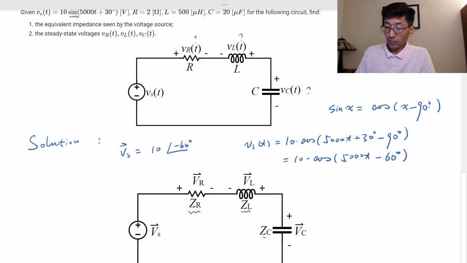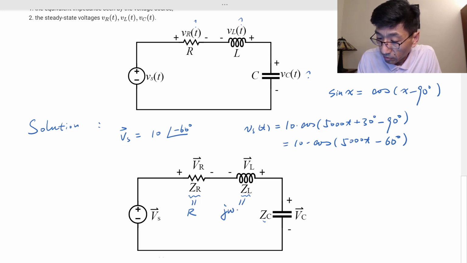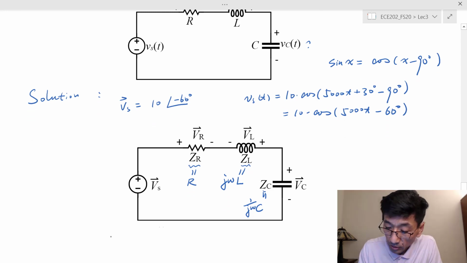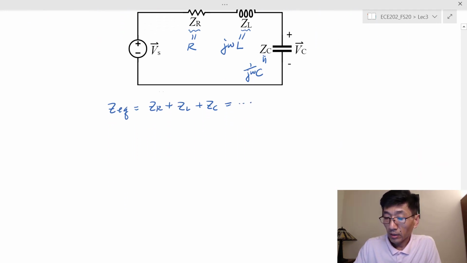So we found V sub S already, and we can find Z sub R, which is just equal to R. Z sub L is equal to j omega L, and Z sub C is equal to 1 over j omega C. With R, L, and C in numbers, you can find all of these in numbers. Therefore, the Z sub EQ seen by the source is equal to Z sub R plus Z sub L plus Z sub C. The number is calculated in the Google Colab notes.